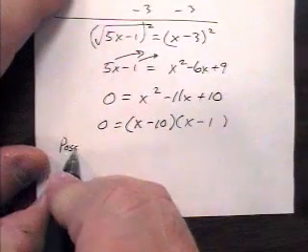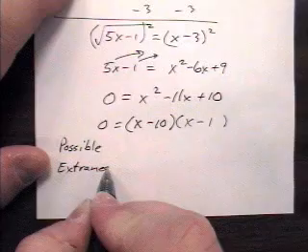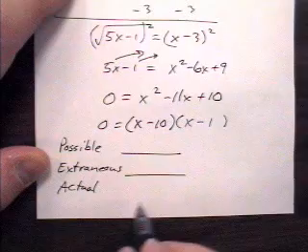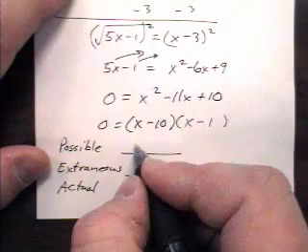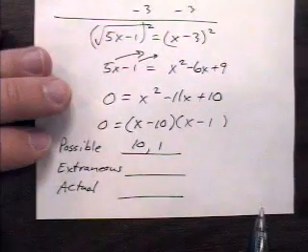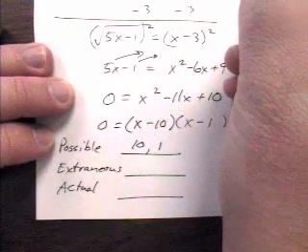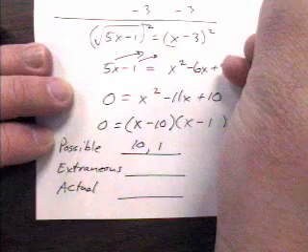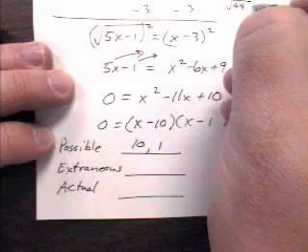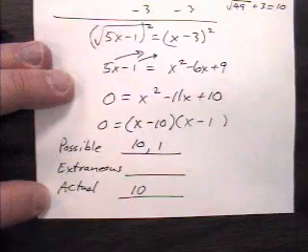And my two, so we can write down possible solutions, extraneous solutions, actual solutions. As far as possible solutions, it looks like 10 and 1 are both possible. But we need to check, right? Go back to the beginning. The square root of 5 times 10 minus 1 plus 3. Is that equal to 10? Well, that's 50. That's the square root of 49 plus 3 equals 10. All right, so that one works out. So 10 is an actual solution.